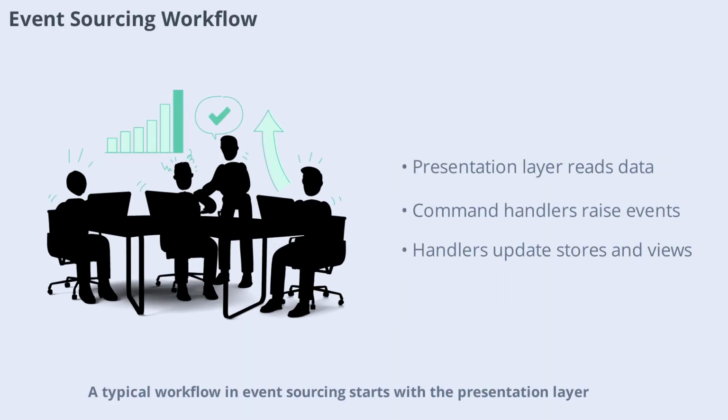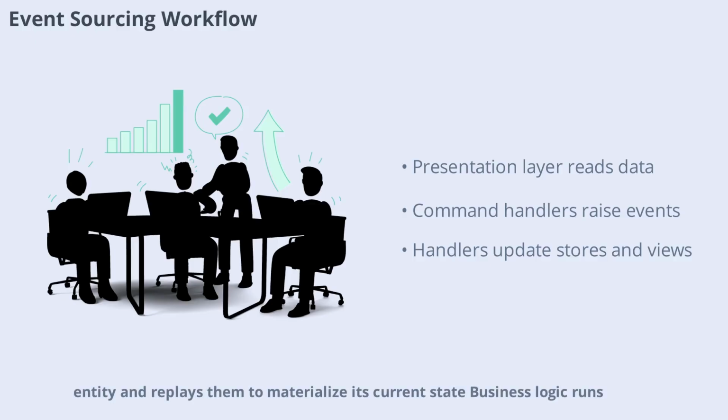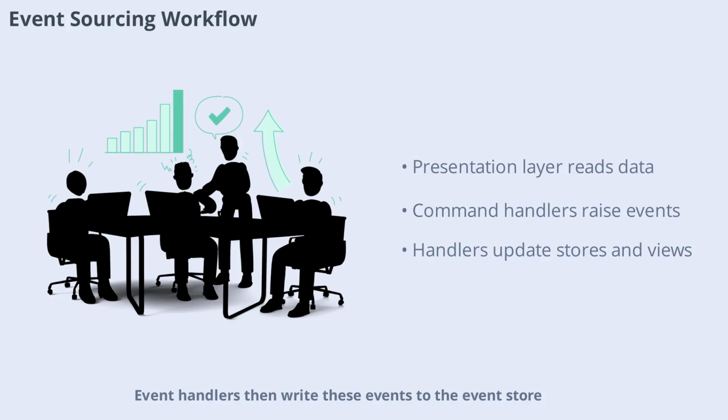A typical workflow in event sourcing starts with the presentation layer, which reads data from a read-only store to display in the UI. When an action occurs, like adding an item to a cart, the command handler retrieves historical events for that entity and replays them to materialize its current state. Business logic runs and new events are raised and pushed to a queue. Event handlers then write these events to the event store, update materialized views, or integrate with external systems. This workflow ensures that every change is tracked and can be replayed or audited at any time.